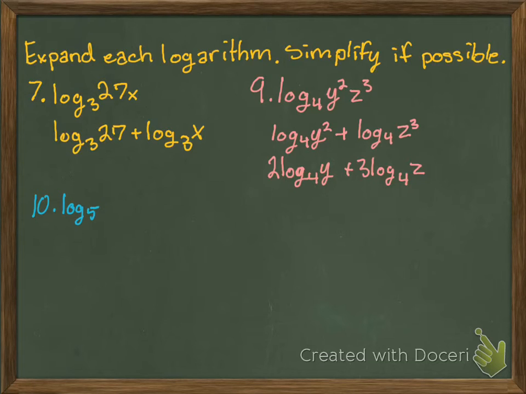Log base 5 of 3 squared over x. You couldn't tell that was squared. So, I have 3 squared over x. What's my first step, Kevin?